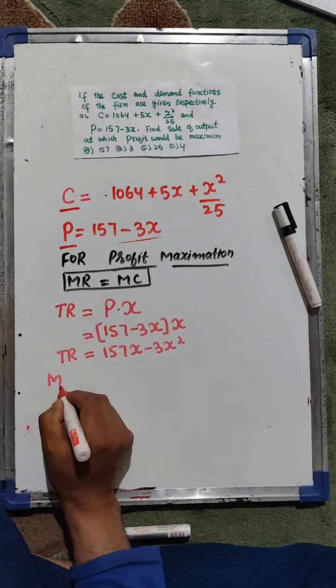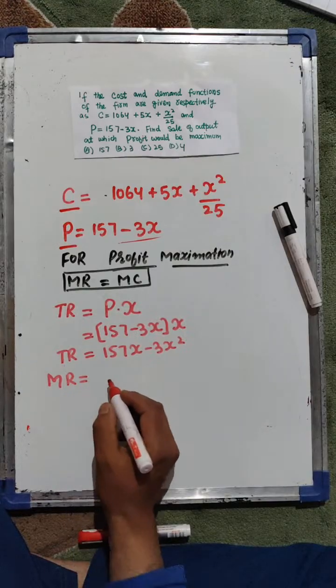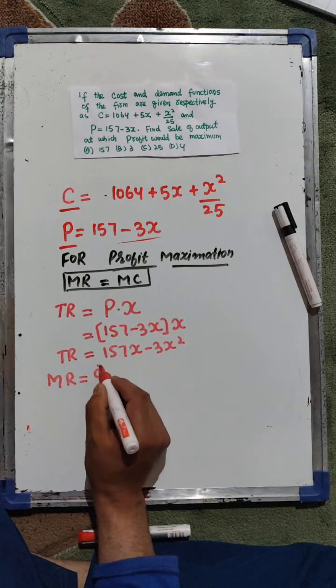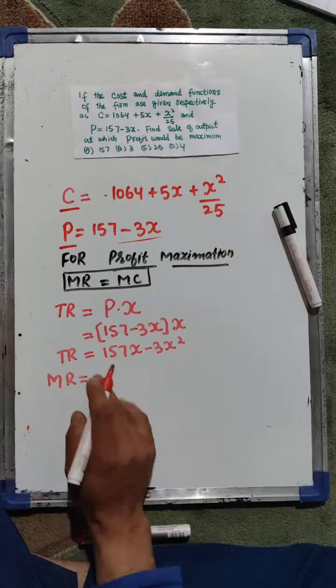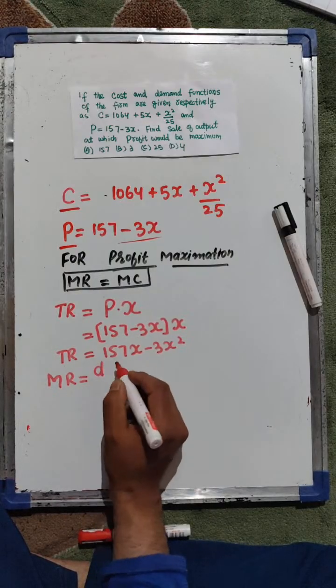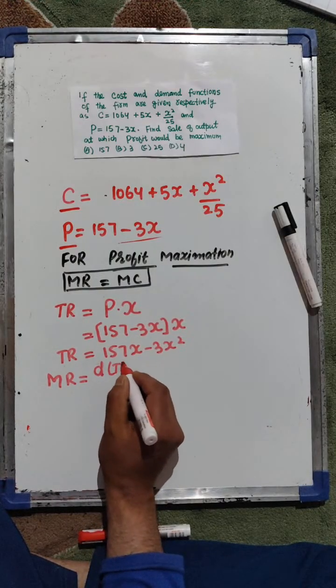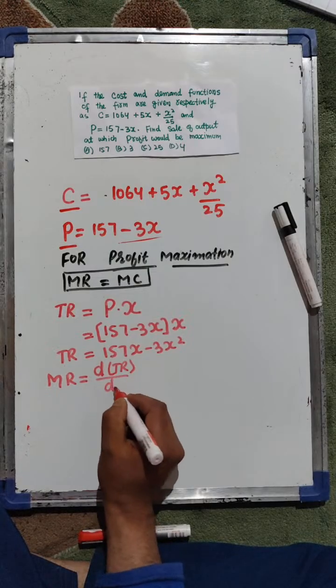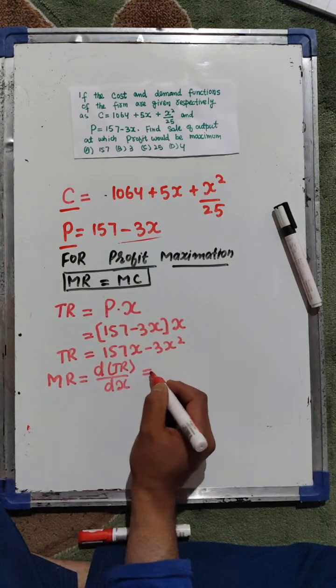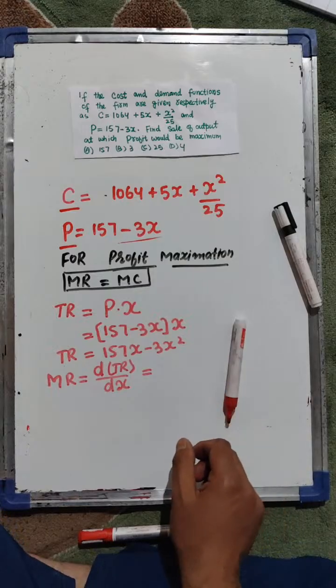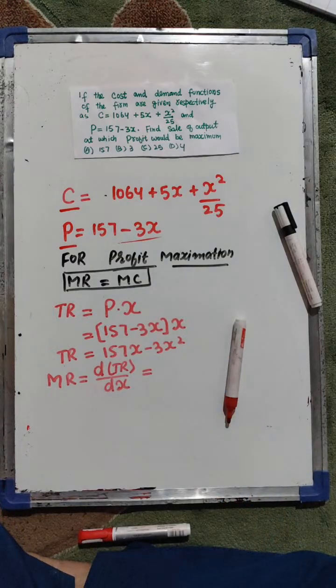And then what will be the marginal revenue? We need to take the derivative here, the change in the total revenue due to the change in the output. So can you take the derivative here?